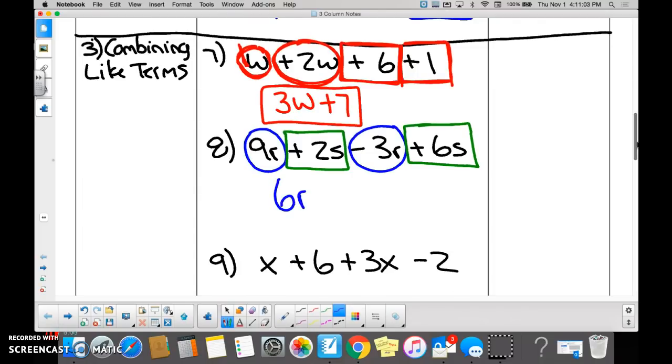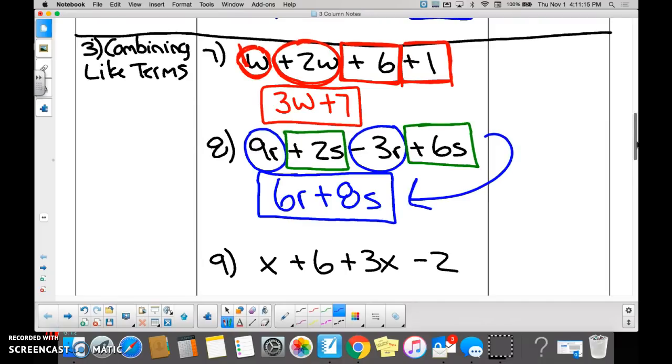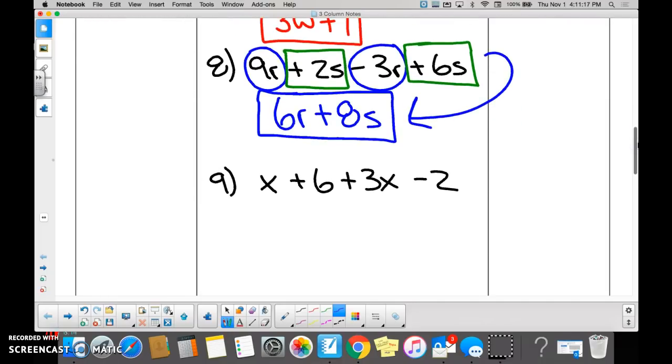2s plus 6s is 8s. 6r plus 8s is the simplified version of that 4-term equation. 9r plus 2s minus 3r plus 6s means the exact same thing as that. I'm going to do this one a little bit more quickly here to save us some time on the video.